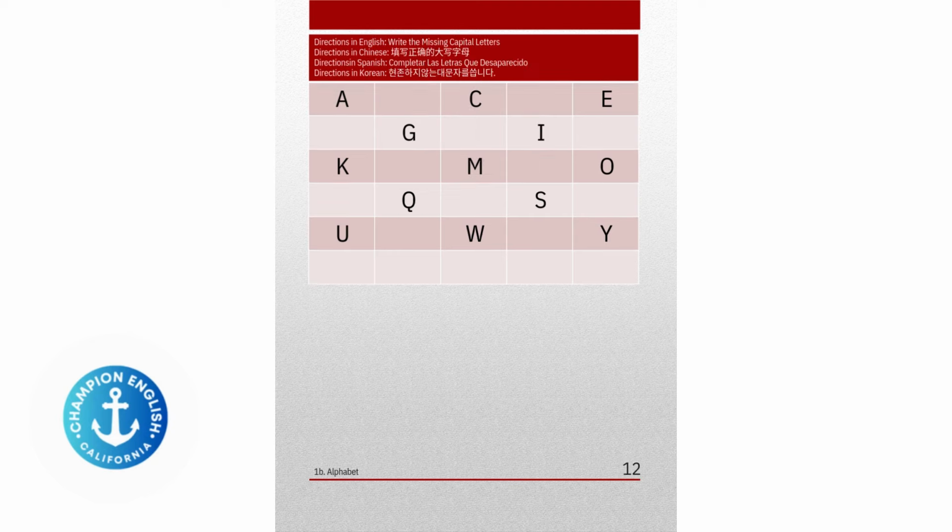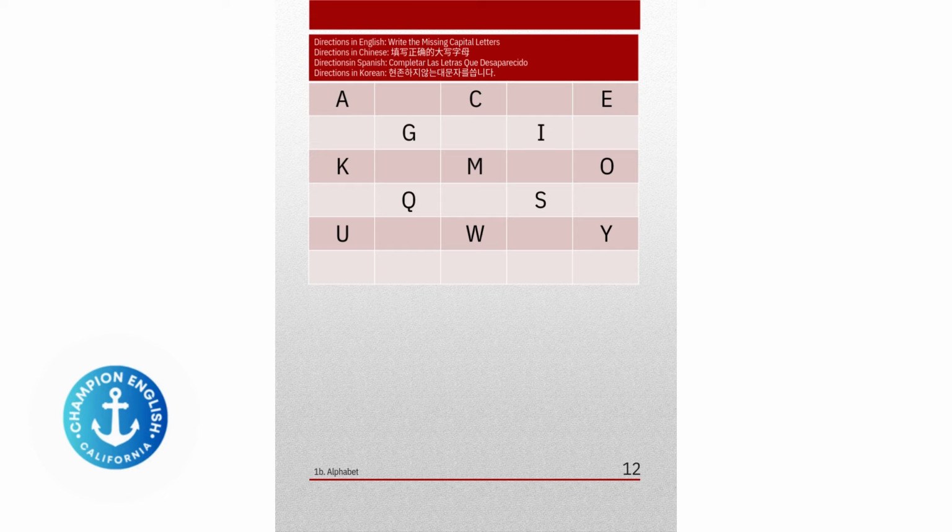Hello, students, and here we are working on our alphabet. Now, what you can see is we have the alphabet here, but there are some letters that are missing. When I say the A, then I want you to say the letter that is missing. So if I say A, you should say B.